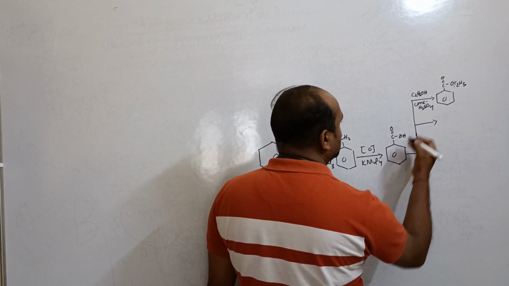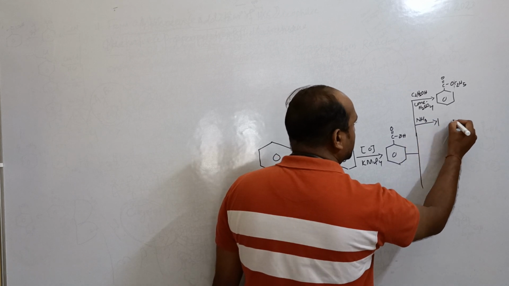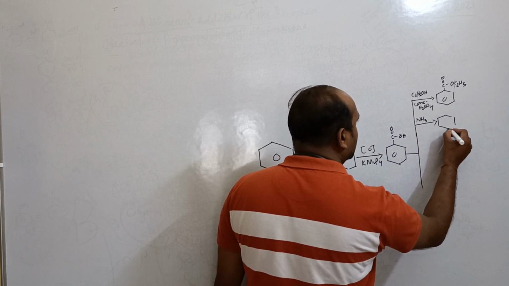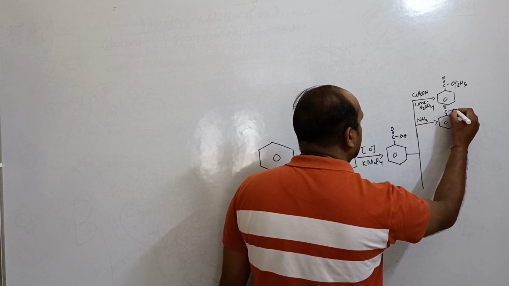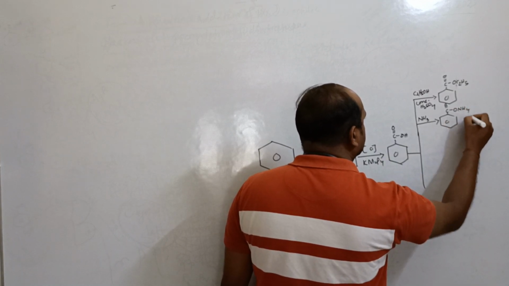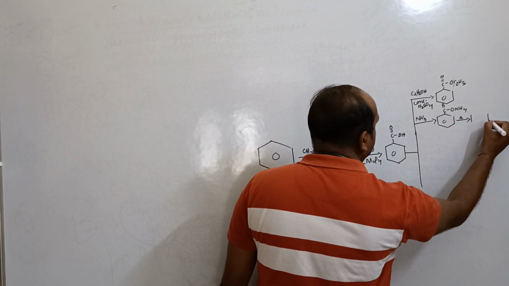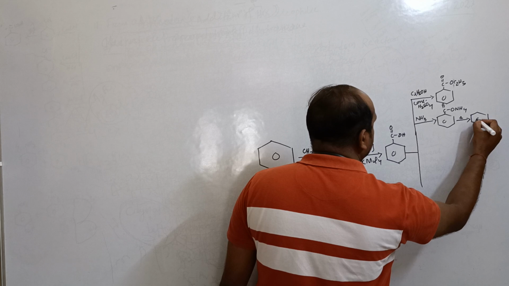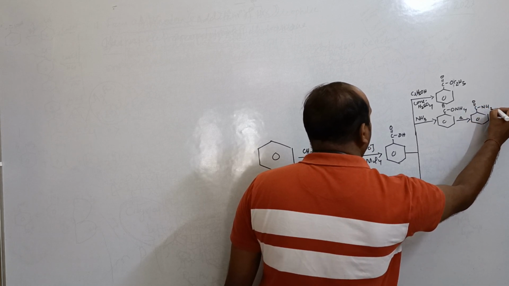Again, carboxylic acid is treated with ammonia to give the ammonium salt of carboxylic acid. The ammonium salt of carboxylic acid, on heating strongly, gives benzamide. Okay.